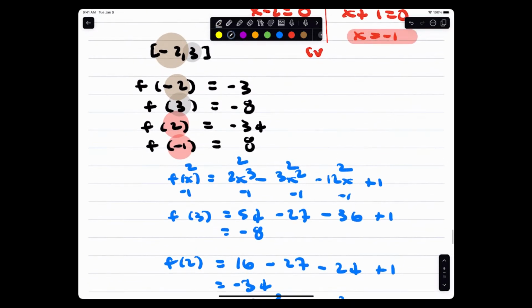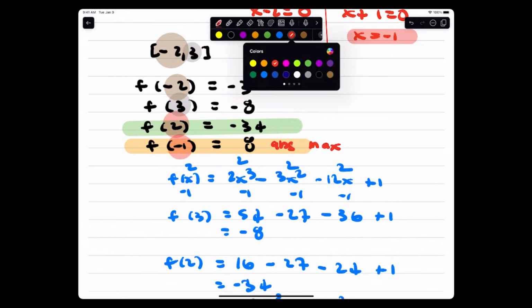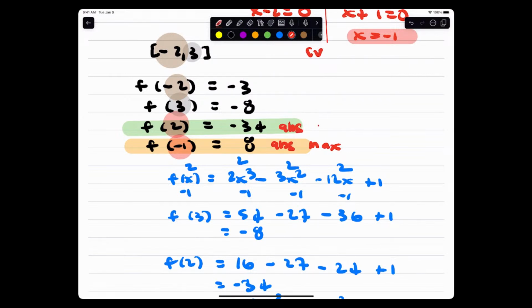Now, which one is the maximum value on the list? 8. So we're going to call this the what? Absolute max. Okay, which one is the minimum value? Negative 34. This is the absolute what? Min. Over the interval, negative 2 to 3.